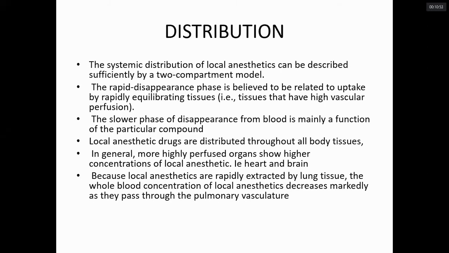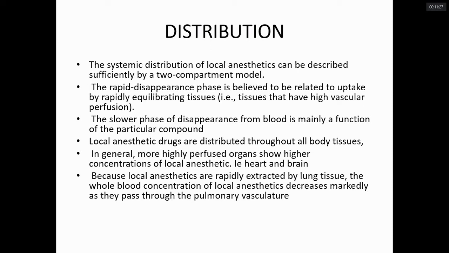And after absorption, the drug is distributed. The systemic distribution of local anesthetic can be described by a two-compartment model. The rapid disappearance phase is believed to be related to uptake by rapidly equilibrating tissue, that is, tissue that has higher vascular perfusion, and most commonly these are brain and heart. The slower phase of disappearance from blood is mainly a function of clearance of the compounds. So basically, two-compartment model.